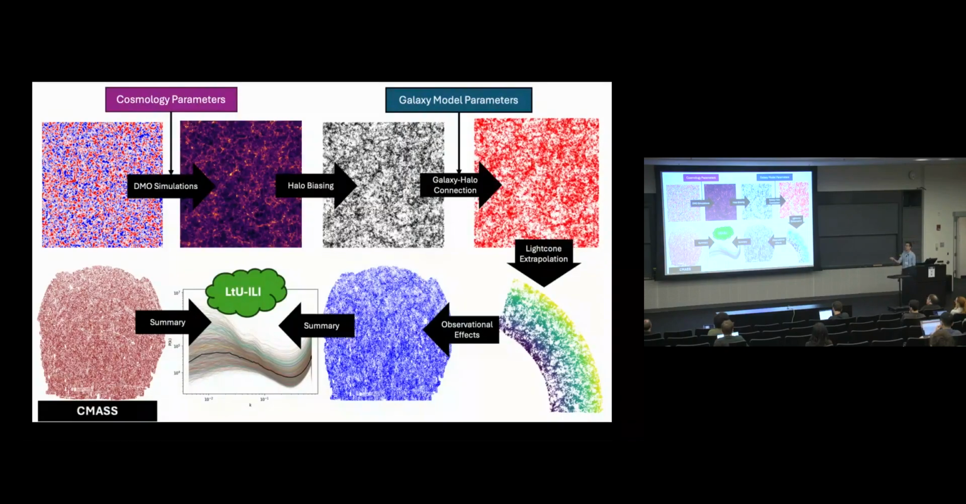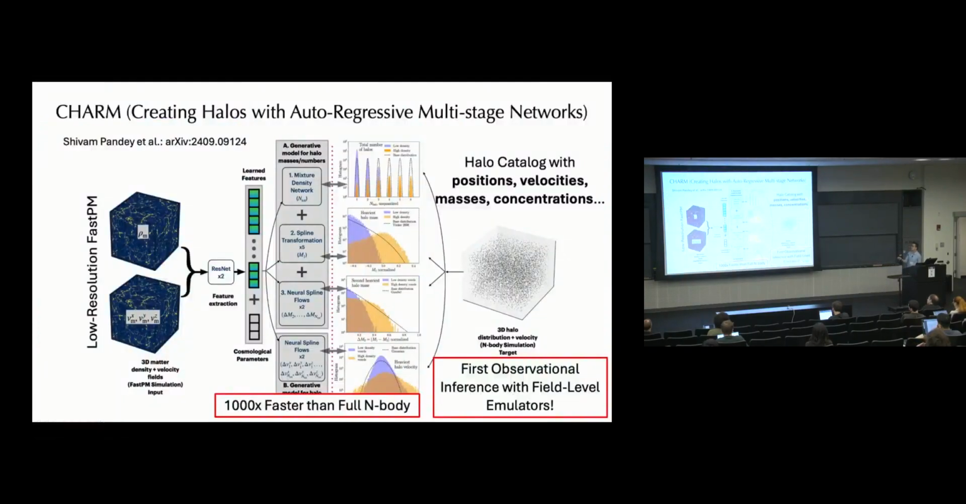But the most expensive part of this pipeline is running the dark matter only simulation, right? So what we did in LTU is try to show that you can beat this complexity with emulators. So we have this emulator called the CHARM emulator, creating halos with autoregressive multi-stage networks, in which all we've done is replace the expensive high-resolution simulation with a cheap, low-resolution particle mesh simulation, and then replace the finding of halos with an emulator model.